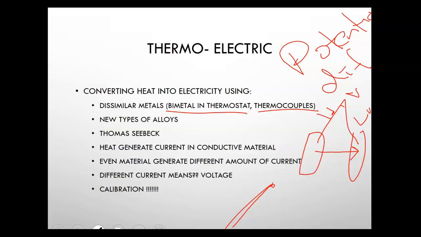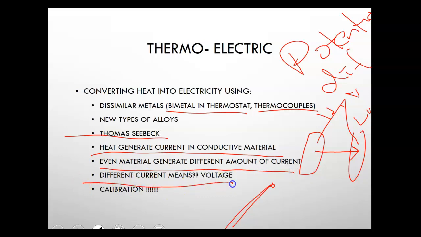Again, it's made of different types of alloys. Sometimes it's nickel, sometimes it's copper, and the gauge of the wire does make a difference. There's a lot of science behind it. Again, I'm not going to get into that. The person who discovered this is Thomas Seebeck. He generated current in conductive material. Different materials generate different amounts of current, and different current means voltage.